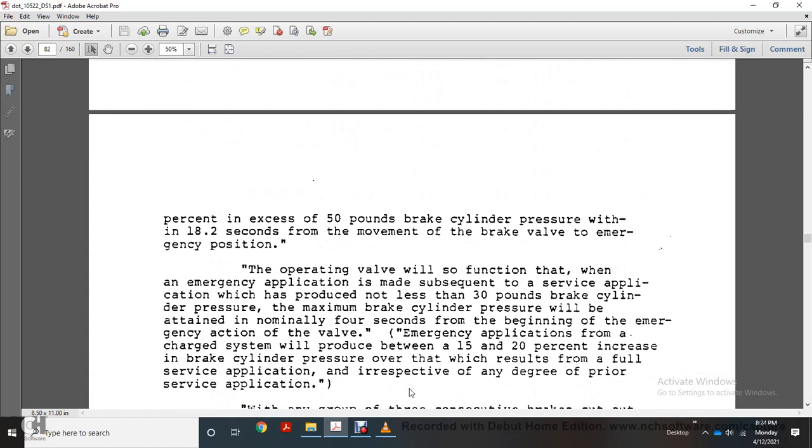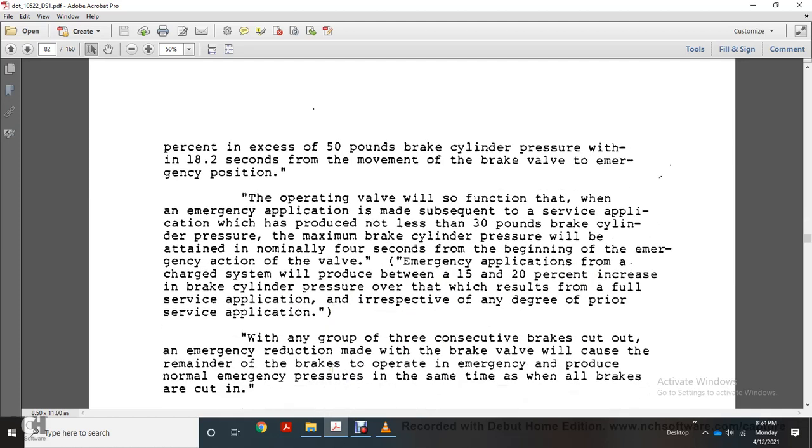The operation of the valve will function so that when an emergency application is made subsequent to a service application that is produced with not less than 30 pounds of brake cylinder pressure, the maximum brake cylinder pressure will be obtained in a nominal 4 seconds with the beginning of the emergency application action of the valve. Emergency application from the charged system will produce between 15 to 20% increased brake cylinder pressure over that resulting from a full service application, regardless of the degree of prior service application.